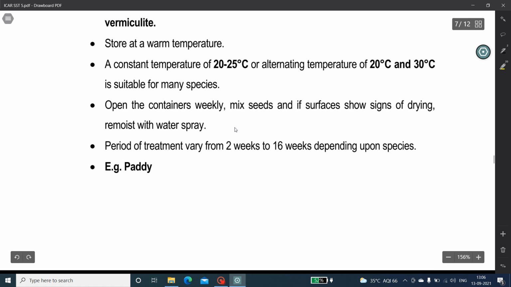Open the containers weekly. Mix seeds if the surface shows signs of drying and re-moisten with a water spray. The period of treatment may vary from 2 weeks to 16 weeks depending upon the species, and both physical and physiological changes occur in stratified seeds. Partial digestion of the outer layers and final weakening of the inner layers relieves the seeds of physical dormancy.